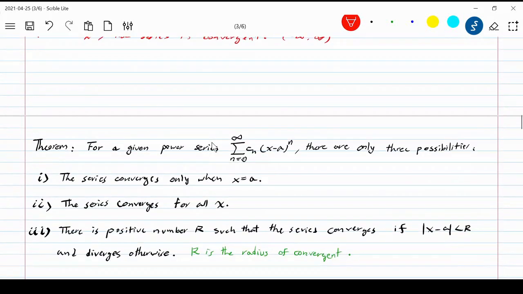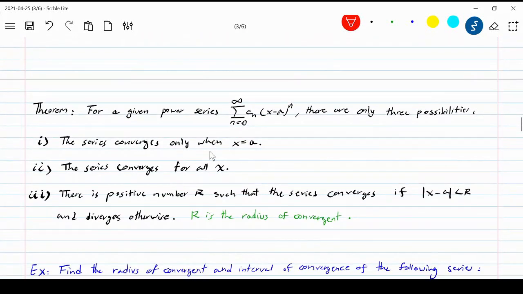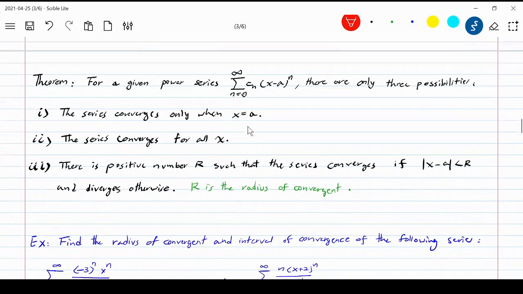Okay, so now we get to that interval and the radius that I mentioned earlier. I just wanted to discuss it before we get there. So here, a general form.